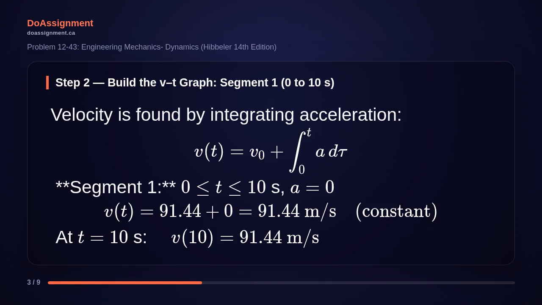To build the velocity graph, we integrate acceleration. During the first segment from 0 to 10 seconds, acceleration is 0, so velocity stays constant at 91.44 meters per second. At t equals 10 seconds, velocity is still 91.44 meters per second.